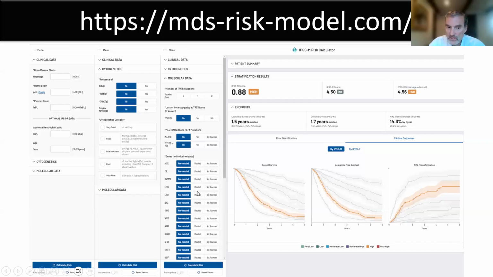Finally, it asks about the presence or absence of a bunch of other mutations, and you just click the radio buttons. Is it mutated? Is it not mutated? Or is it not assessed? Sometimes patients won't have every single gene mutation in our list assessed, and that's okay. The model will still work. And then it'll spit out the patient's risk group. And in this example, this patient has high-risk disease.